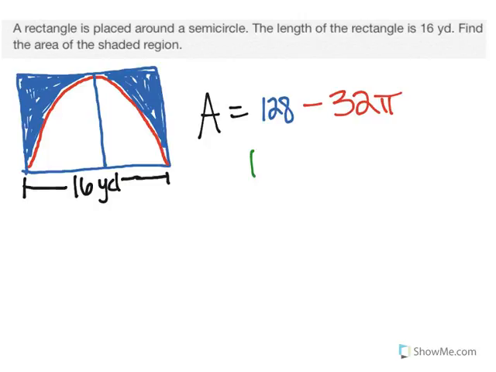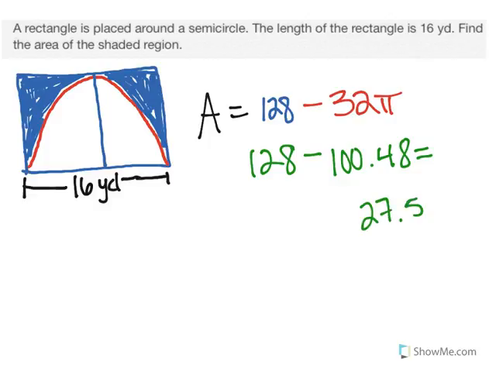And now to figure this out, I'm going to use 3.14 for pi. It's not exact, and if you can get away with leaving pi in your answer, I would, but in this case, it'll help to have an actual number. So 32 times 3.14 is 100.48. So 128 minus 100.48 is 27.52 square yards.